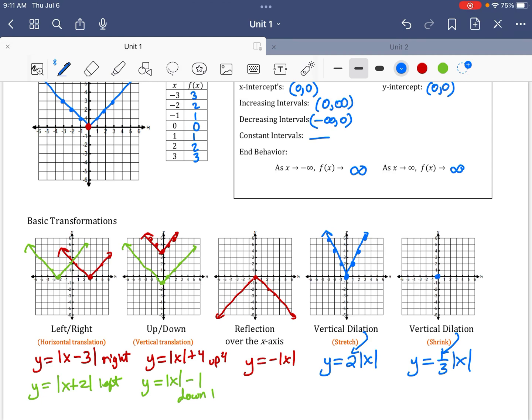So 0 times 1/3 is still 0. But think about the point 3. If I multiply 3 by 1/3, I get 1. So this point that used to be here at 3, 3 is now at 3, 1. And 6 was going to be 6, but a third of 6 is 2. So 6 is now going to be 2. And so, like I said earlier, you can think of that number in front as your slope. So it goes up 1/3, up 1/3, up 1/3. So it creates a slope of 1/3.